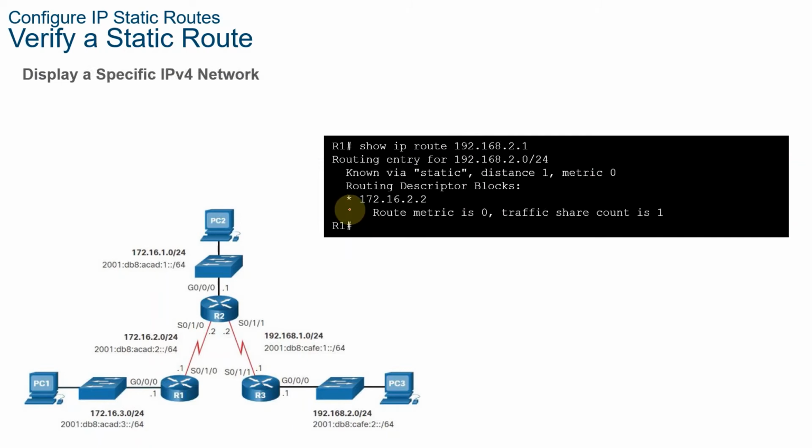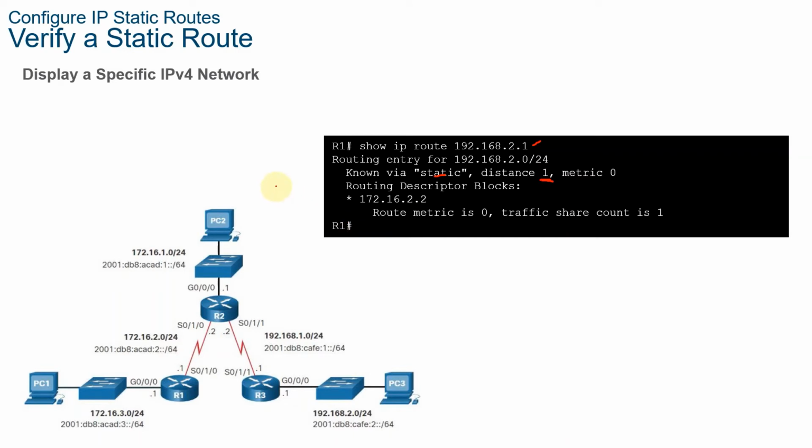Next, how about displaying a specific IPv4 network? You can also do that by filtering the output. This command will show output for only the specified network in the routing table. You specify the network to be 192.168.2.0. So that would be show ip route 192.168.2.0. That would display the routing entry for 2.0, and this is it. Known via static, the administrative distance is 1. Take note that the AD for the static route is 1 and the metric is 0.